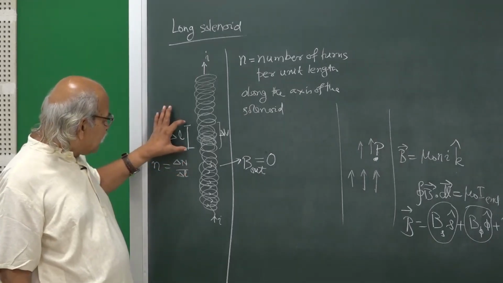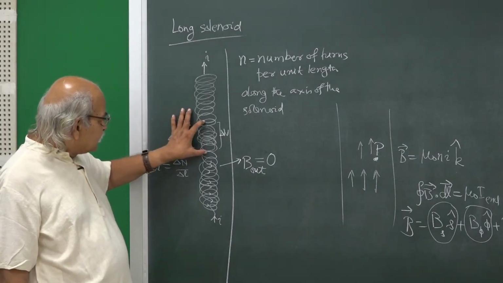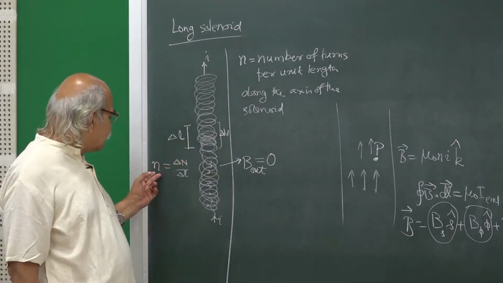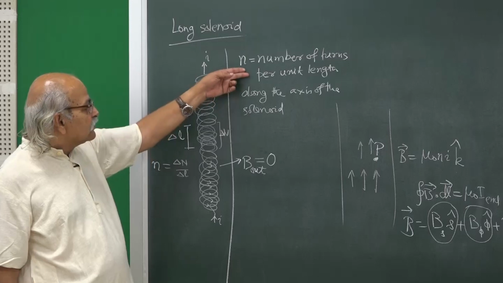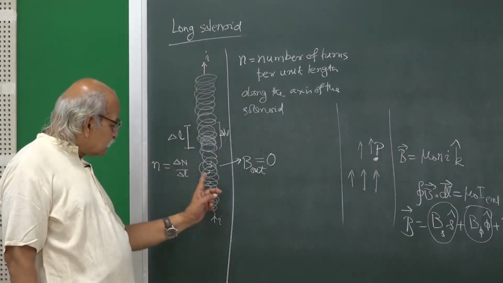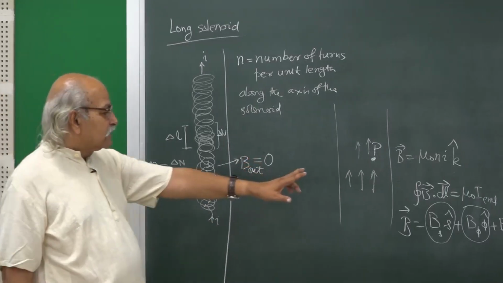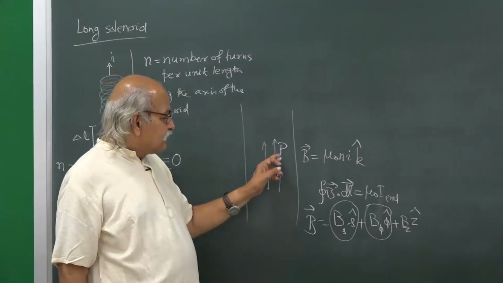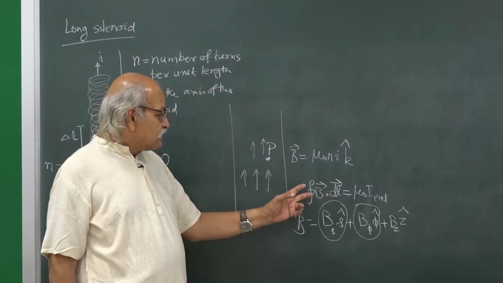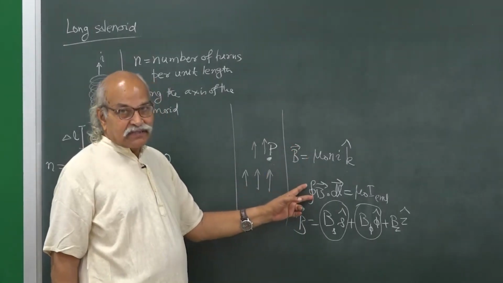So, if you take a length delta L and see how many turns are there, say delta n, then delta n by delta L is small n. This is the number of turns per unit length along the axis of the solenoid, and with each turn you have a current I. Then we want the magnetic field here, and ultimately it will come out to be this, but we will derive this using Ampere's law.